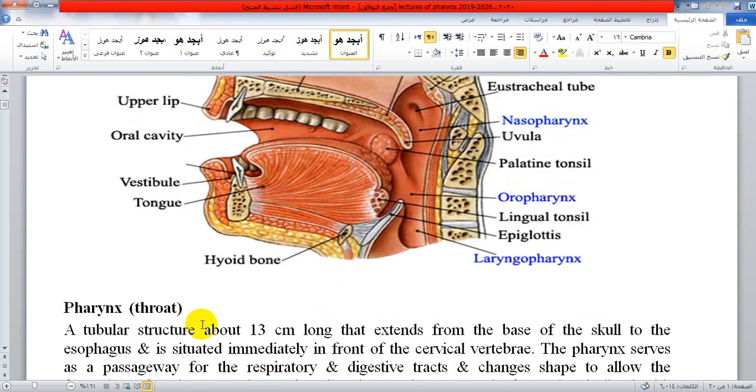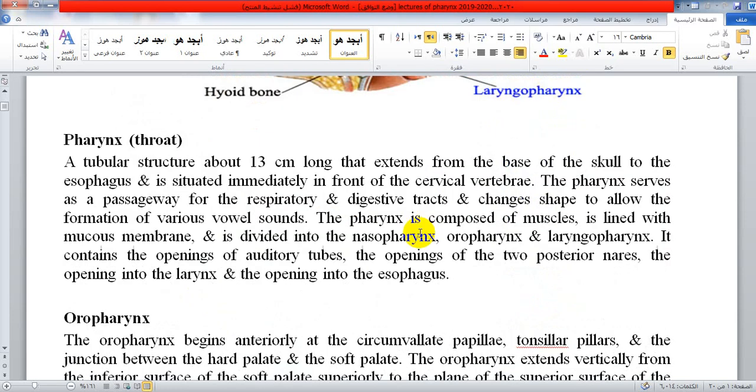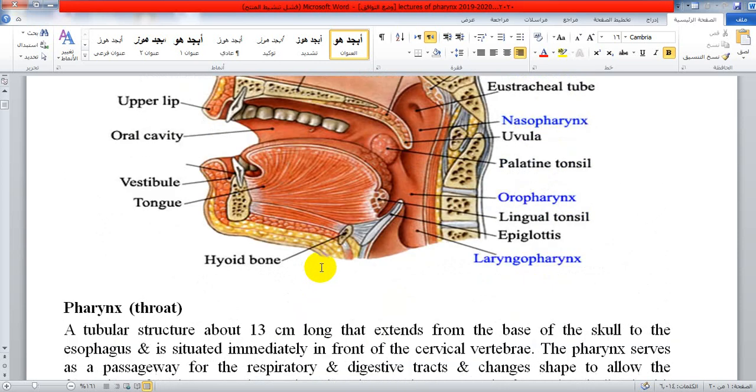Also, when you see here, we can see the Eustachian tube. This is the Eustachian tube. It contains the opening of the auditory tubes, the opening of the two posterior nares, the opening of the larynx, and the opening to the esophagus.